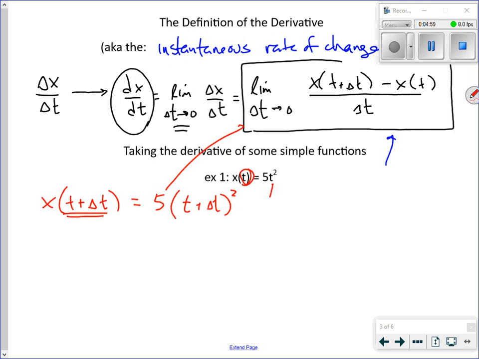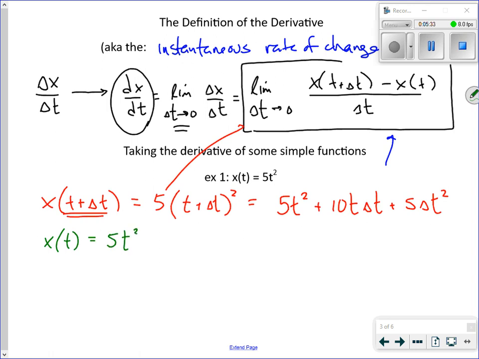And so algebraically, we FOIL this, the first outer inner last, and I'm going to distribute the 5 at the same time, so you get 5t squared plus 10t delta t plus 5 delta t squared. Now, that's not anything magical, that's just algebra. FOIL and distribute. Okay? And then our plain old x at t is 5t squared.